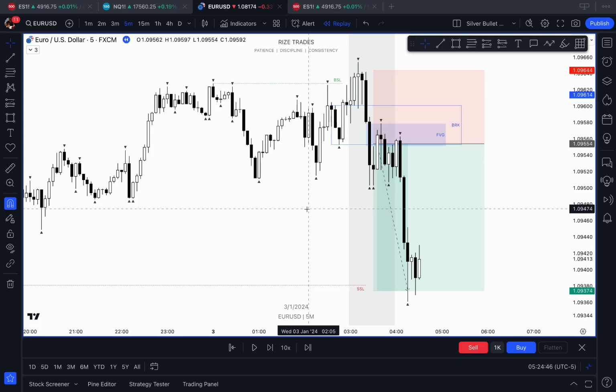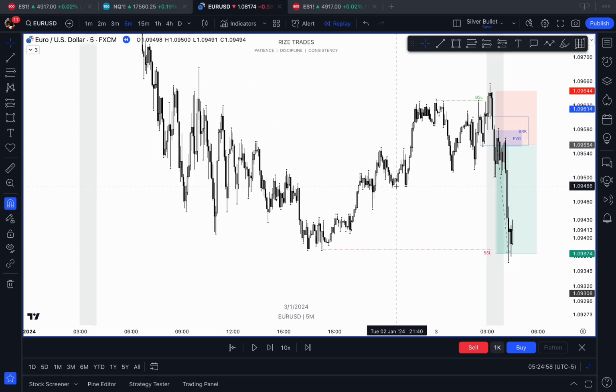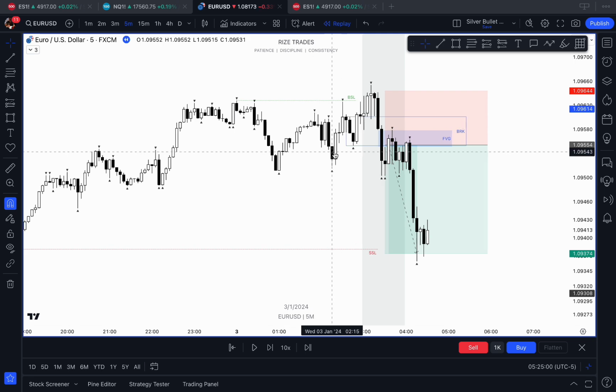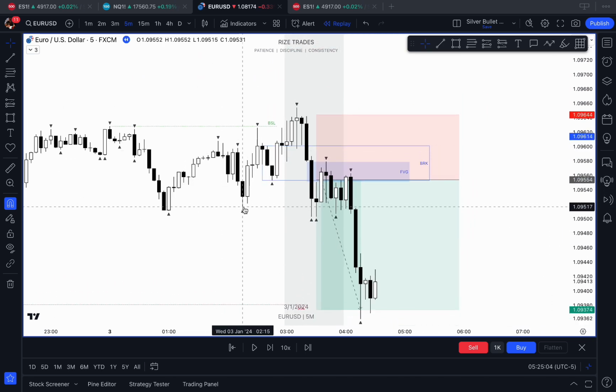So the next example is on EU during our London Open Silver Bullet. Over here, we've obviously got Asia range highs. So obviously that is our session liquidity. The overall market structure is bearish. So we take out Asia range highs. The market is obviously creating a higher low, higher high, higher low, higher high.